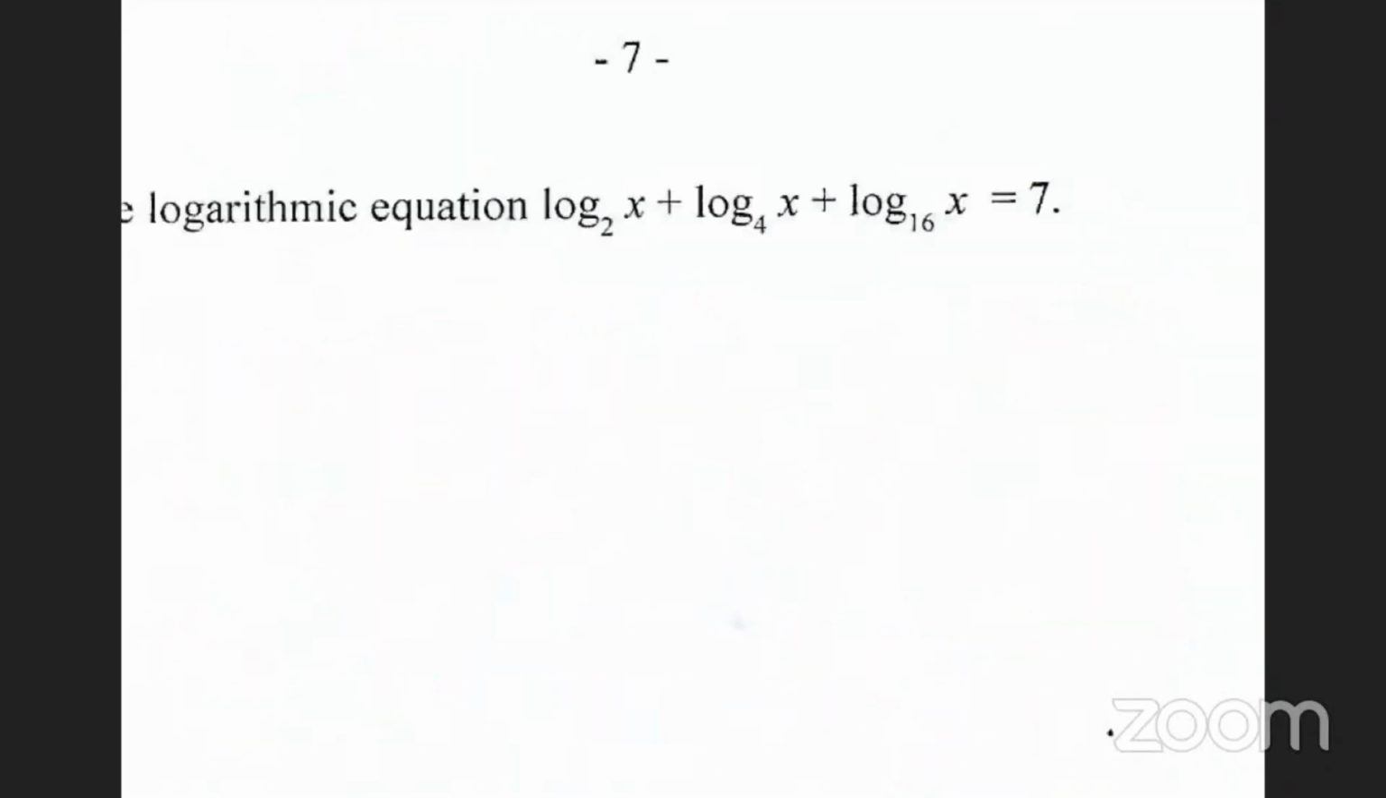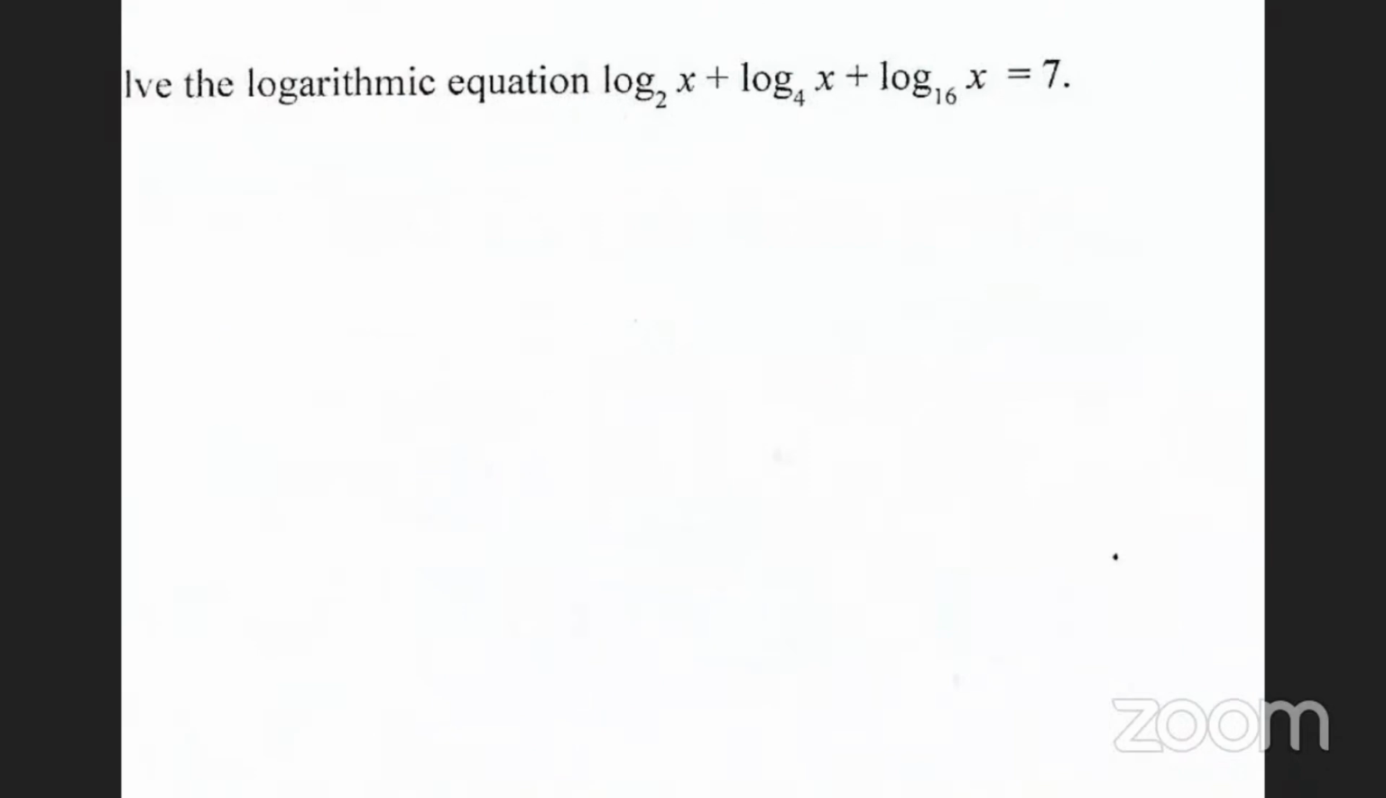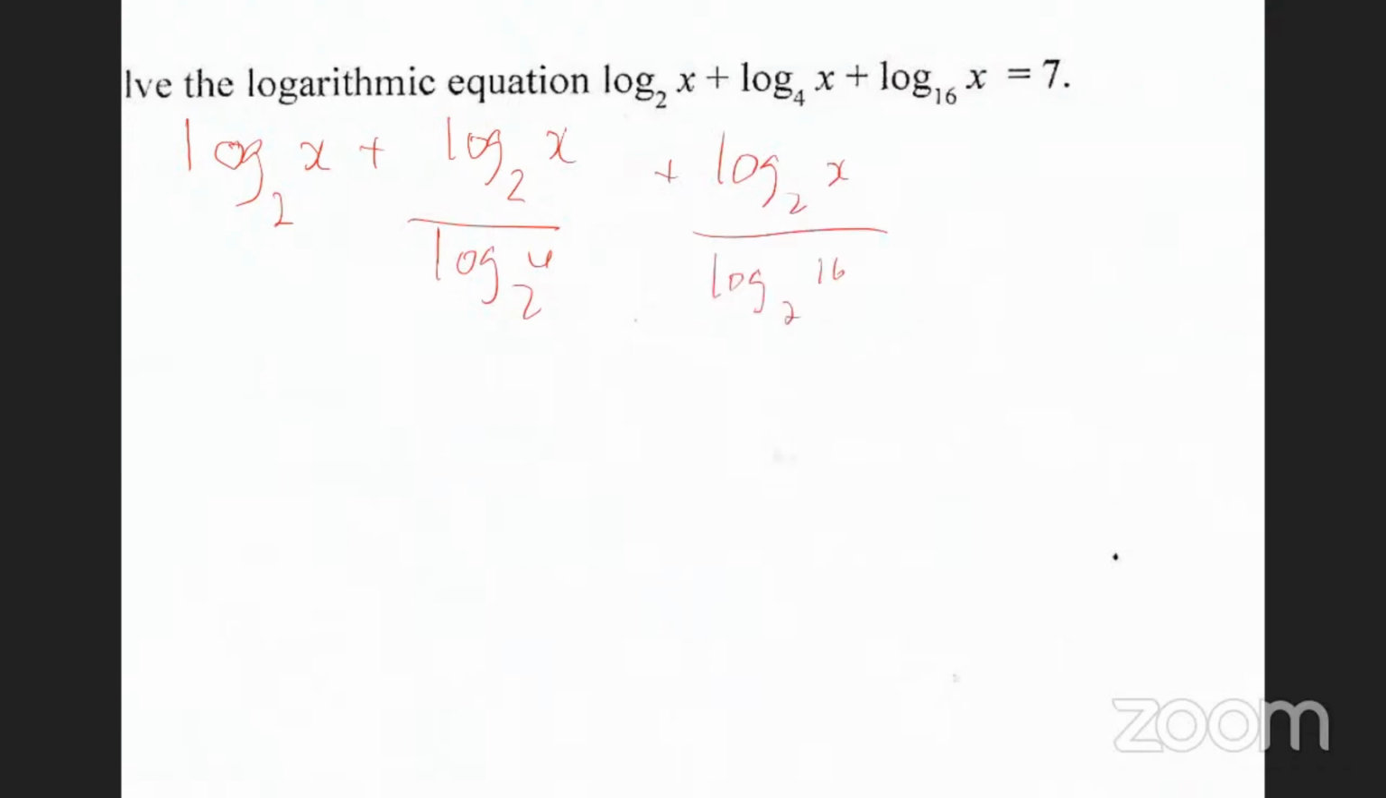Put all to the base. If we convert all to the base 2, you'll get log to the base 2 of x plus log to the base 2 of x over log to the base 2 of 4 plus log to the base 2 of x all over log to the base 2 of 16. All right. Then we have to work on the denominator.